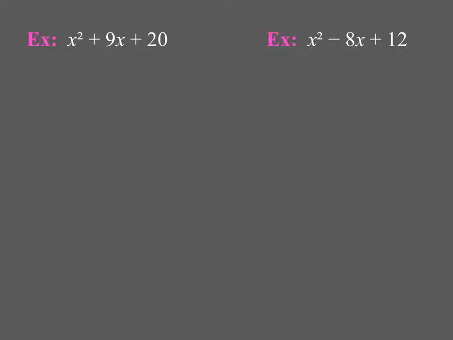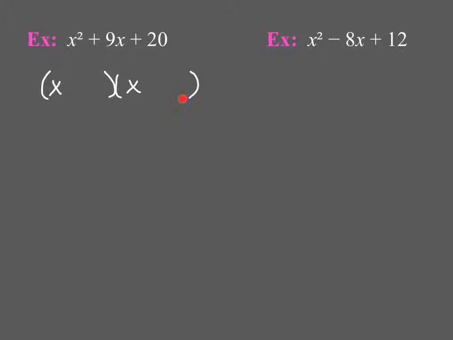To factor trinomials, which means three pieces, when the coefficient of x squared is 1, all you need to do is essentially unFOIL. So you're coming up with the two binomials that, if you were to FOIL these, would get you x squared plus 9x plus 20.